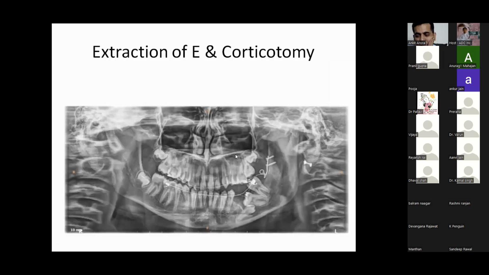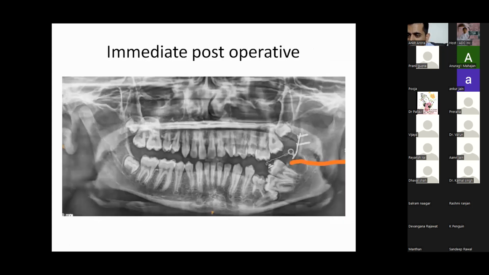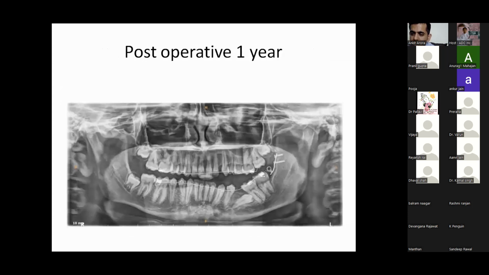Now we need to remove the E, and at the same point of time, we need to apply the 7. What we did is we removed the E portion, the E tooth, and at the same point of time, we made a ditch. We made a corticotomy cut at the premolar so that it can also be uprighted on its own as much as it can. Obviously, it was at the lower border. We cannot put our bracket there.